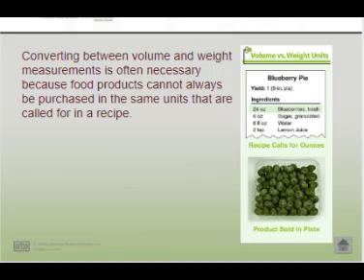Converting between volume and weight measurements is often necessary because food products cannot always be purchased in the same units that they are called for in a recipe. Volume to weight equivalent tables can be referenced as needed.